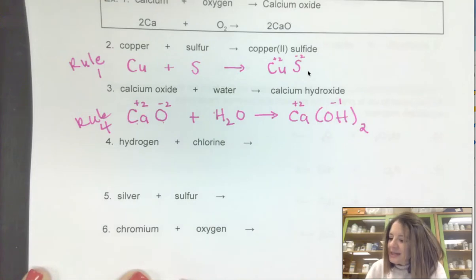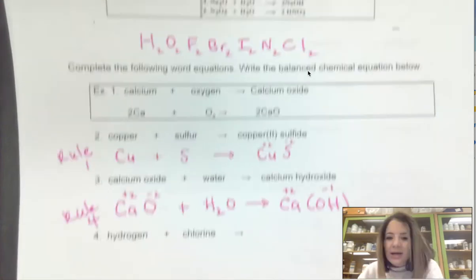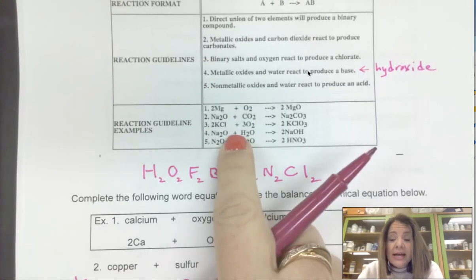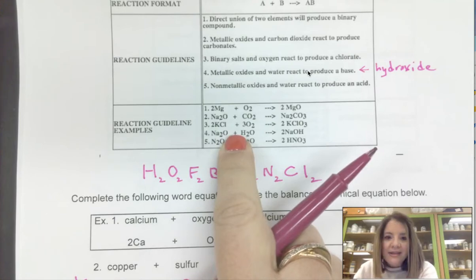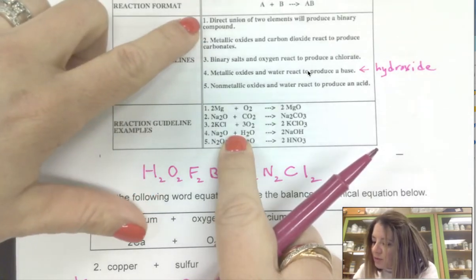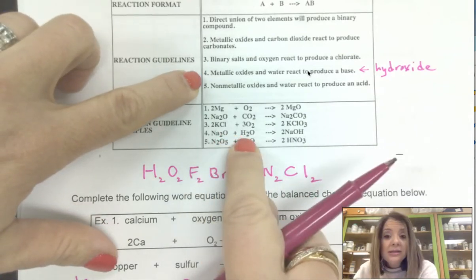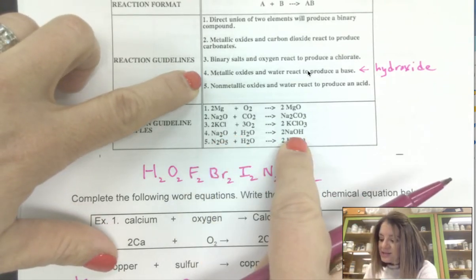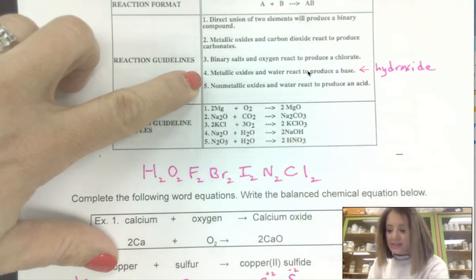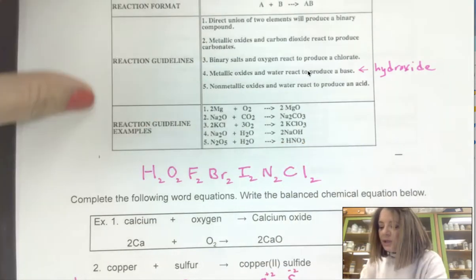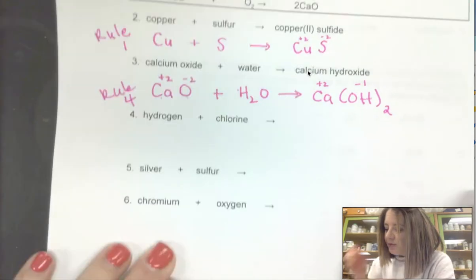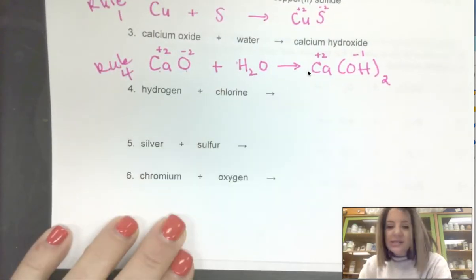Now, if I needed a little bit of help, I can also look at the reaction examples that are provided that also correspond with the rules. So number 4, there's sodium oxide plus water yielding sodium hydroxide. In this case, we happen to be using calcium. Okay, let's take a look at example number 4, hydrogen plus chlorine.